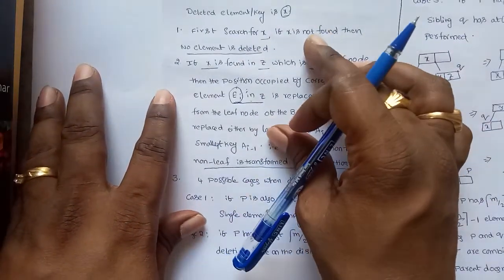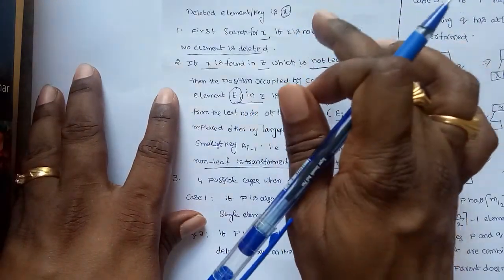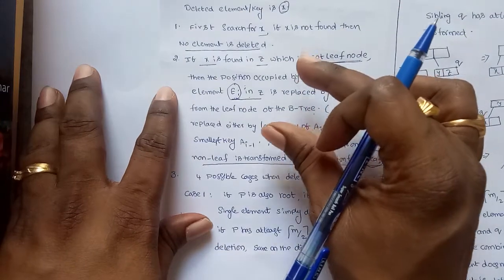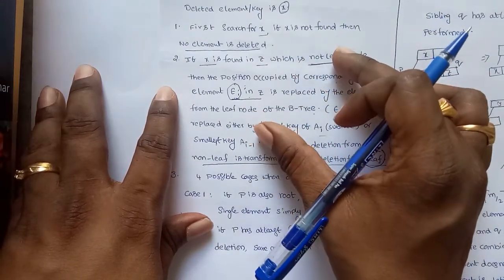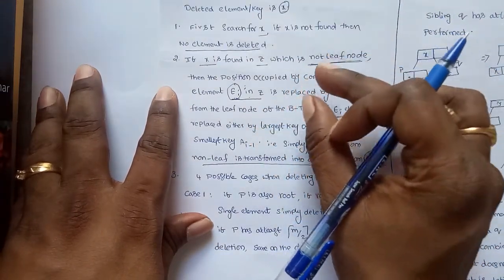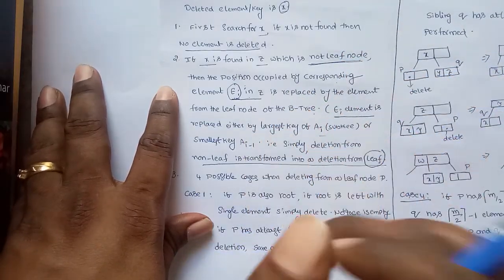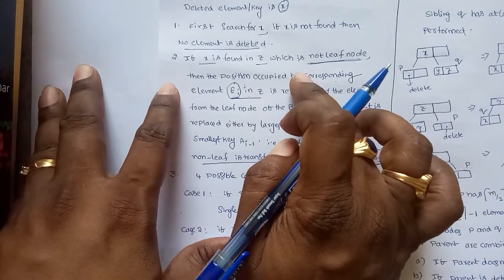Okay, the first two points. The first point is very simple: if the element is not found, there is no deletion operation. In the second step, if the element is found in any non-leaf node, then replace that node with the smallest element or the largest element from its subtrees. Now our element is present at the leaf node.